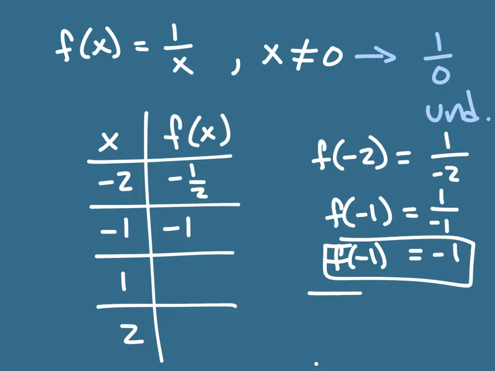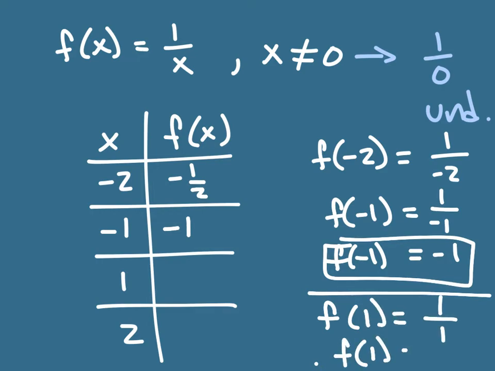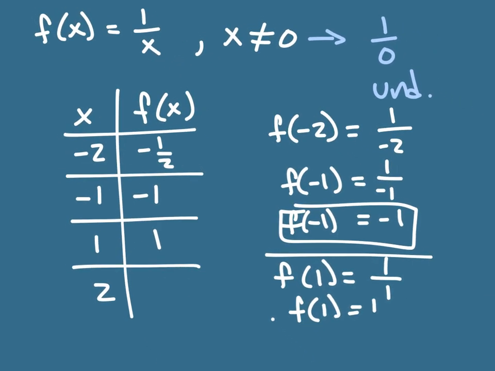If I plug in 1, f of 1 means we're going to get 1 over 1, which is just going to give us 1. And then f of 2 means we're going to do 1 over 2. Plug that in, and that's just going to give us 1/2.